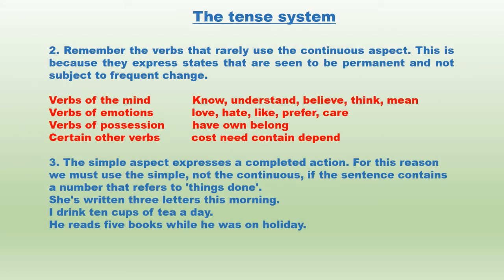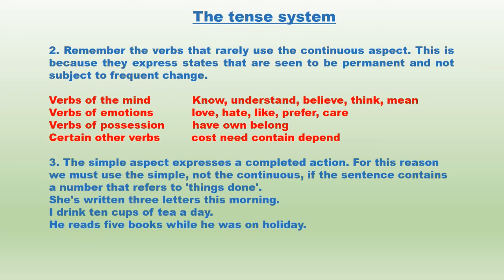Also, please bear in mind and remember that some verbs are rarely used in the continuous aspect. This is because they express states that are seen to be permanent and not subject to frequent change. For example, verbs of mind like know, understand, believe, think, mean, and also verbs of emotion like love, hate, prefer, care, like, verbs of position like have, own, belong, and certain other verbs like cost, need, contain, depend. So these verbs can't be used in a continuous aspect because they seem to be permanent, not subject to frequent change.